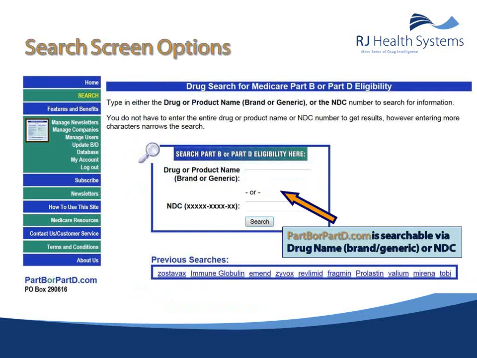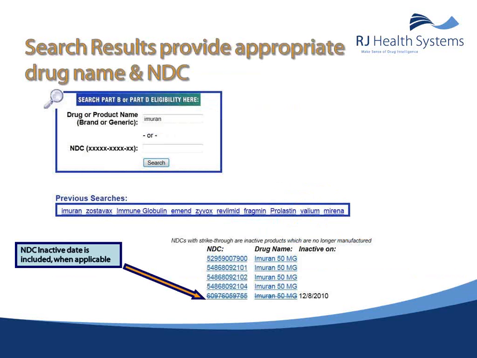Once you log into Part B or Part D, you'll be brought to the search screen. And as you can see here, you can do a search off of drug name or product name, brand or generic, or you can type in an NDC number. Previous searches will be displayed at the bottom if you want to go back into one of them. But you would simply click search, and you would get a result screen.